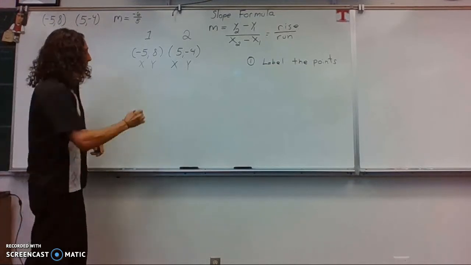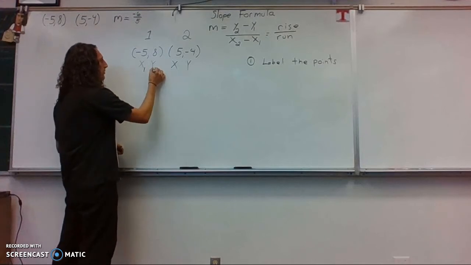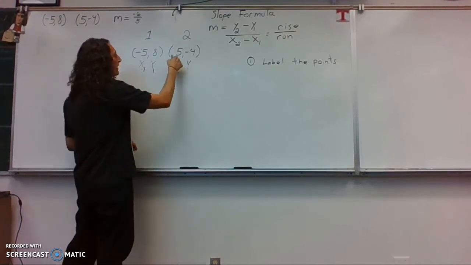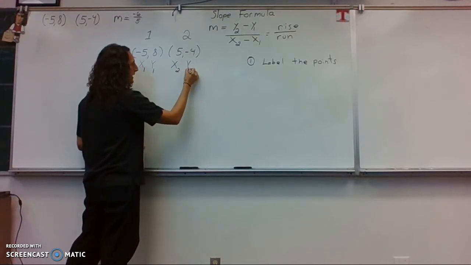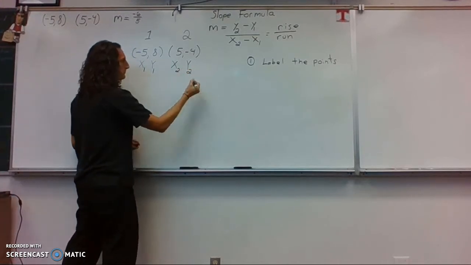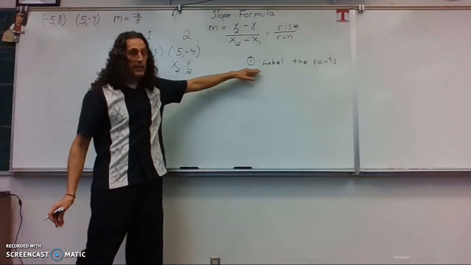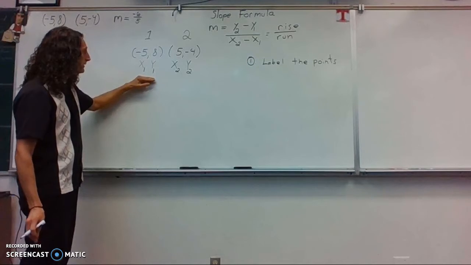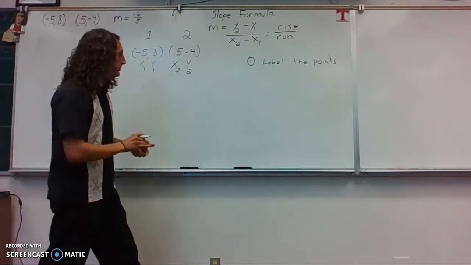I'm going to do this. I'm going to call this one X1. I'm going to call this Y1, because it's my first point. This is my second point, so I'm going to go X number 2, Y number 2. Right? So pretty straightforward, but make sure that you label your points always. Right? And label them X1, Y1, X2, Y2. Okay, what is my second step?